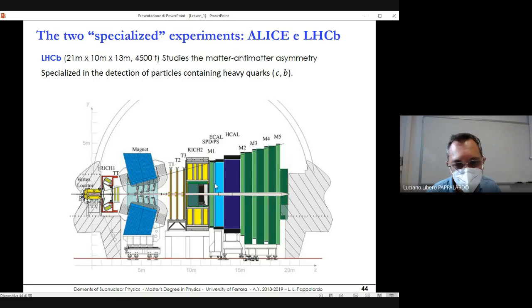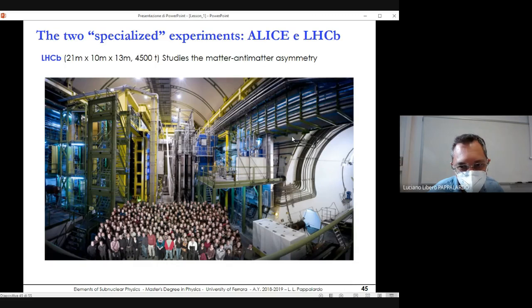Then we have all other detectors which are needed for the particle identification. So also here we have electromagnetic and hadronic calorimeters. We have the muon chambers in the very most external layer. And we do also have here two detectors in yellow, which are the RICH detectors, which exploit the Cherenkov effect to disentangle and to discriminate between pions, kaons, and protons. Now you see a picture of the detector inside the cavern, and this is only a small part of the collaboration, which is more than 1,000 people.